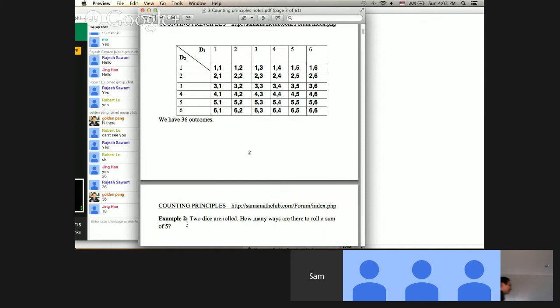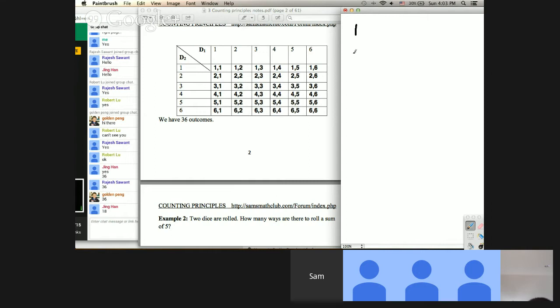So example number 2: two dice are rolled. How many ways are there to roll a sum of 5? Here's a chart over here. You can try to use that if you want. So see if you guys can get this problem.